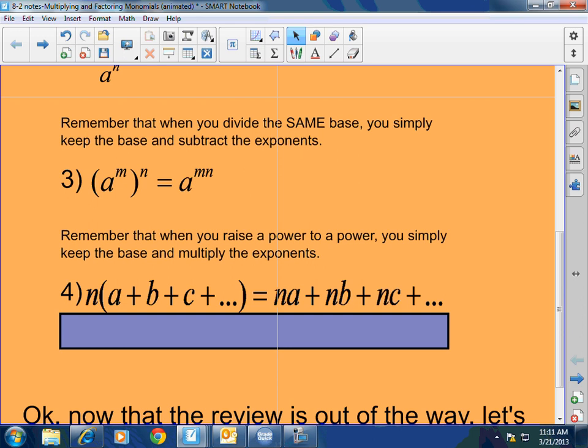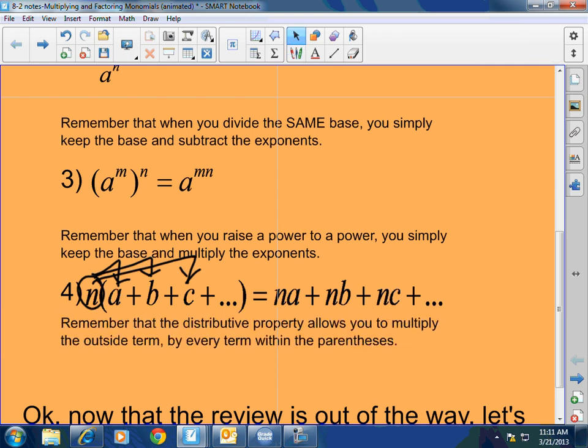Now, distributive property. When we talked about the distributive property before, we said you multiply the outside number to everything. Well, now we don't have to have just a number out there. We can have a monomial, which is one term. You're taking the outside monomial and multiplying it to everything, giving you na plus nb plus nc. The distributive property allows you to multiply the outside term, the monomial, by every term within the parentheses. If you know these 4 little things, you know how to do the lesson already.